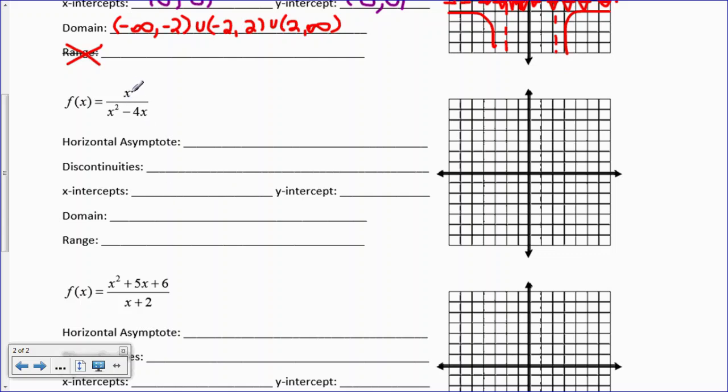This has a degree of 1, and this has a degree of 2. This is bottom heavy. Whenever it's bigger on the denominator, that's when you have y equals 0 as your horizontal asymptote. So the horizontal asymptote is y equals 0. Done with that. Now we can start phase 2, our discontinuities.